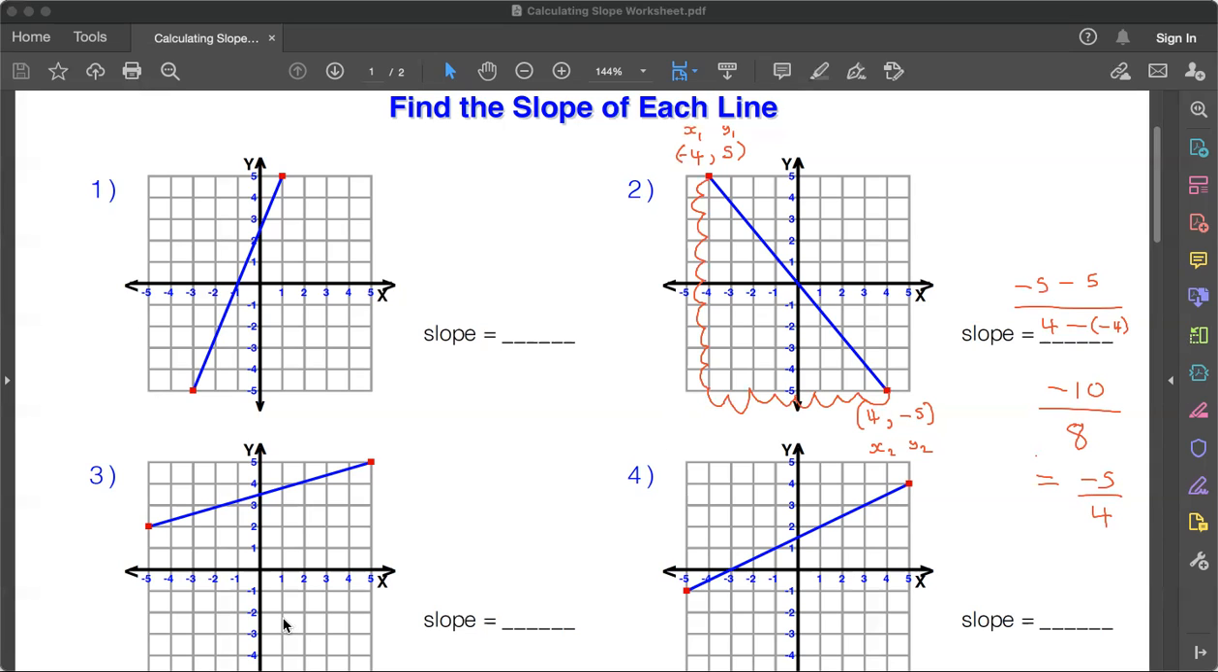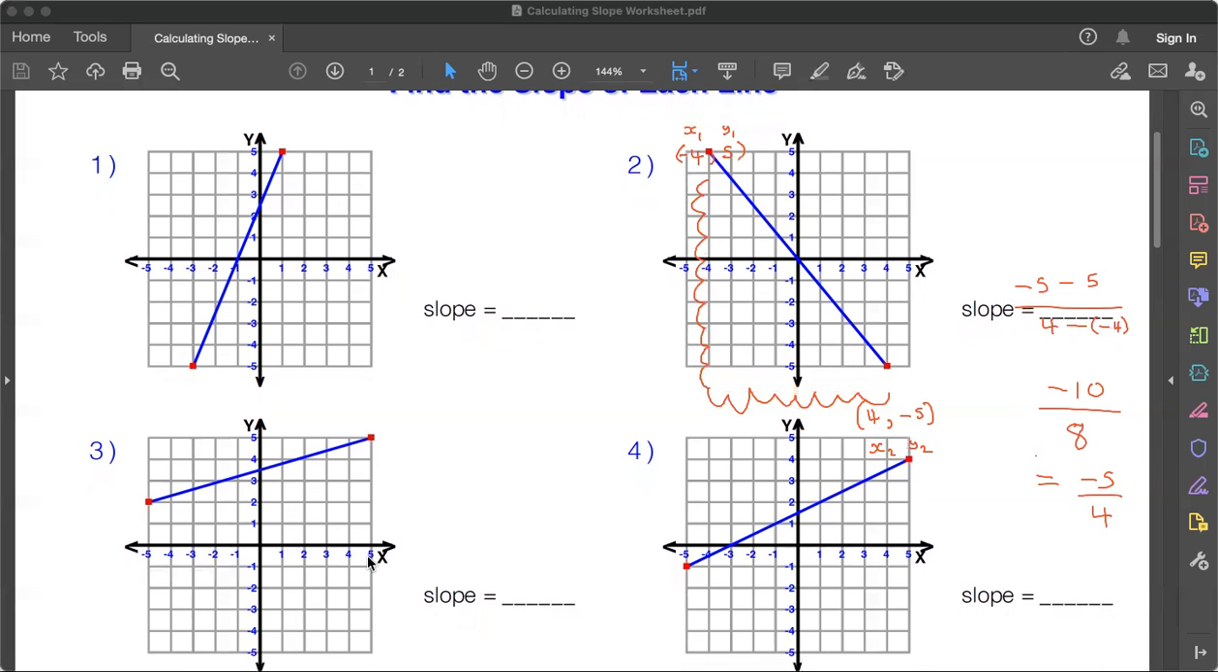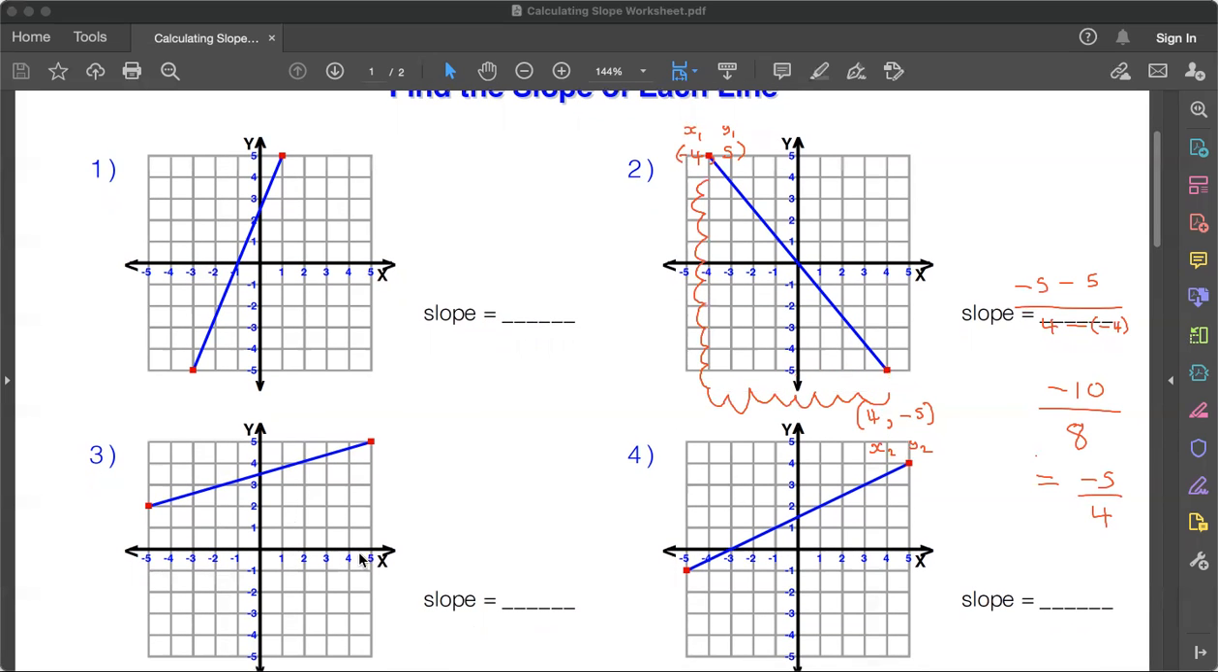Do you want to try to work out number 3? Using what I did. Now for number three, look at number three. Is it going to be positive or negative? That's the first question. Looks like it's gonna be negative. Is it going up or is it going down? Actually, it's going up. It's gonna be positive. Now we count how many spaces up first and how many spaces across.